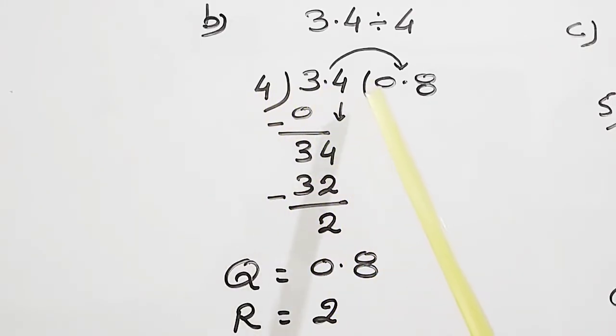4 when taken 0 times gives 0. So subtract 0 from 3. 3 minus 0 is 3. After 3 there is a decimal. So shift the decimal to the quotient.